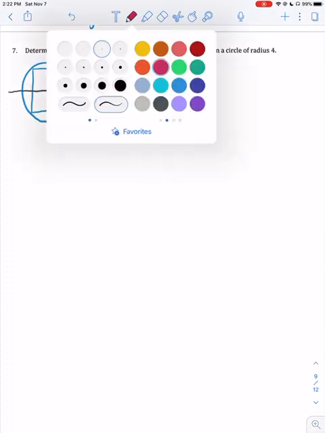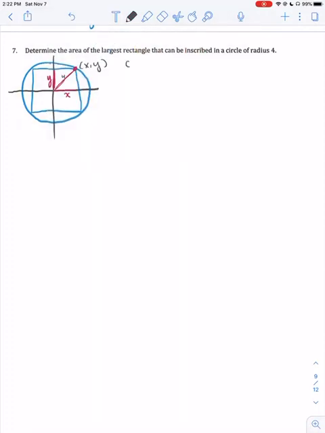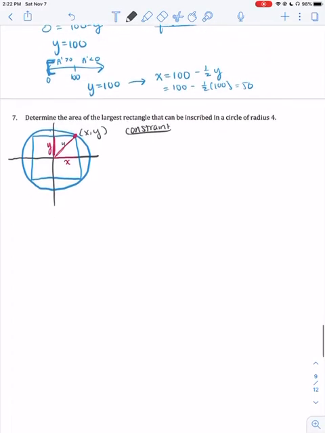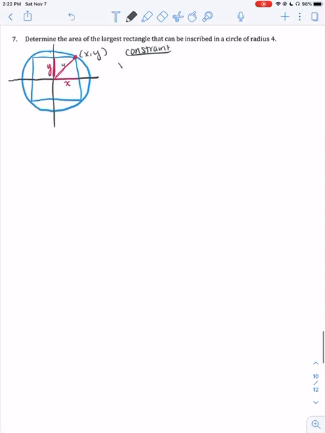So what does this tell us? Well, the constraint will be the equation of this circle. And the equation of a circle is x squared plus y squared equals r squared. And here r is 4, so r squared is 16. So that is the constraint.